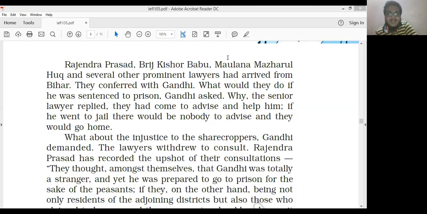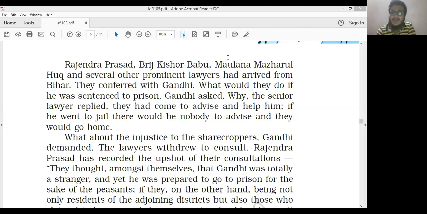So the senior lawyers replied, why are you asking this kind of question? They had come to advise and help him. They are here to advise Gandhi and help Gandhi. If he went to jail, there would be nobody to advise, and they would go home. A very common answer. They did not think of the future, of what Gandhiji is doing.